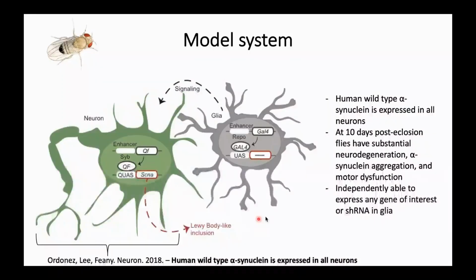If we then look at the right of the cartoon, we can use a similar two-part expression system in glia and a pan-glial enhancer in order to drive the expression of any gene of interest in glia. And this is great because it's a very flexible system for studying neuron-glial interactions in vivo. So I'll show you a few different examples of how to use this system, which you can use to drive either overexpression of a transgene of interest or a short hairpin RNA to knock down any gene that you'd like.